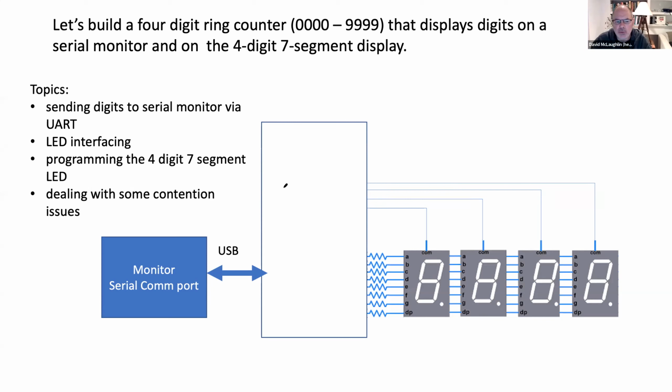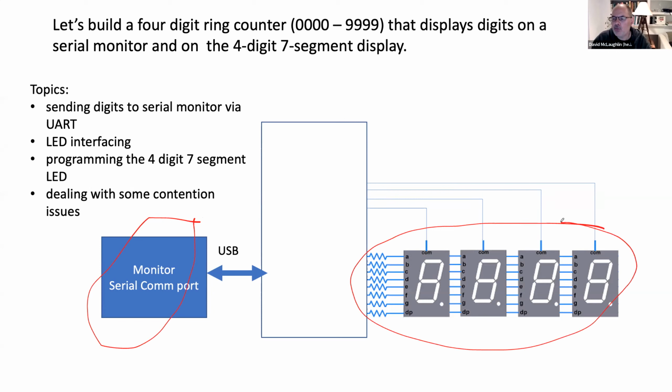And all I want to do here is get that running on the microcontroller, and then have the current value, that 4-digit value, displayed both on the serial monitor and on this 4-digit 7-segment display. And as you'll see, there's quite a bit going on in getting it to work on that display.